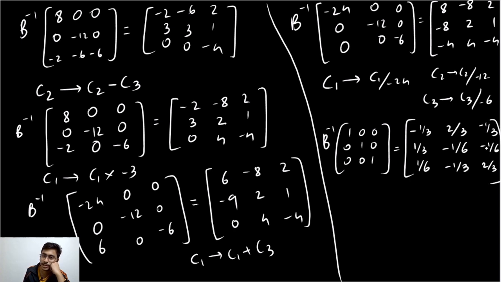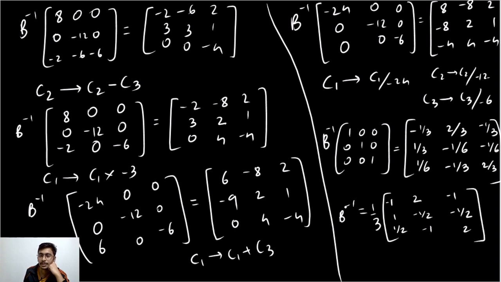So this is what I'll get. Let's take 1 by 3 as common. So what my B inverse will be? My B inverse will be 1 by 3. If I take 1 by 3 common, it will be minus 1 half, then 2 minus half minus 1, then minus 1 minus half and 2. This is what I'll get. This is my B inverse. So if this is my B inverse, what can I do here?